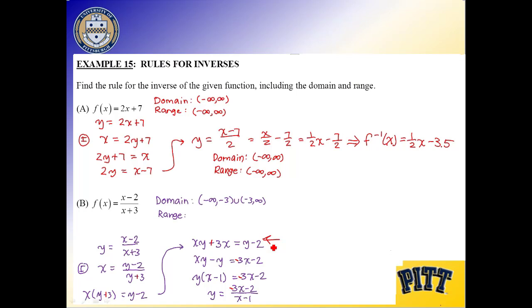Now the reason why I want to get all my y's on one side, and what works nicely for me here, is I can factor out that y. And when I factor out that y, I go from having two terms that have y in it to now a single y term being multiplied by a quantity that has more than one term to it. And now what I can do to isolate the y, since that x minus 1 is being multiplied to the y, I divide both sides by x minus 1. So there's my rule. I could say that f negative 1 of x is negative 3x minus 2 over x minus 1.